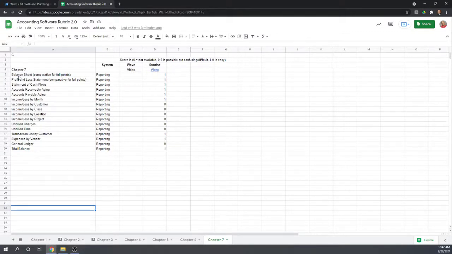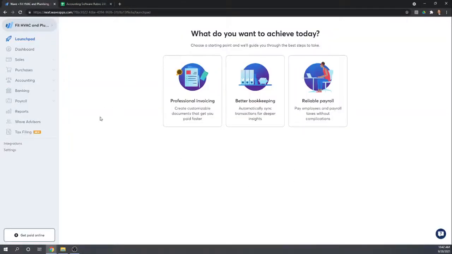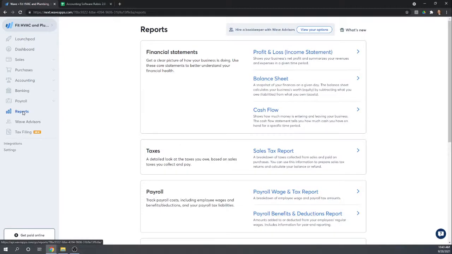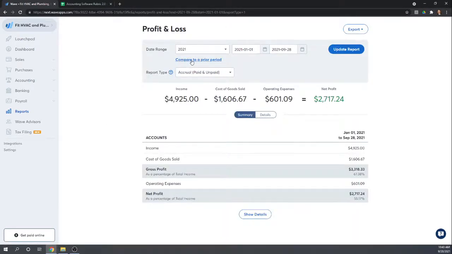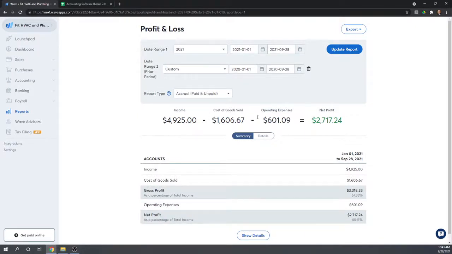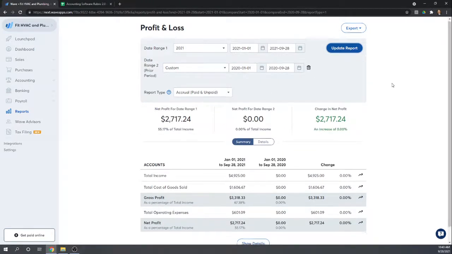The first three are your basic financial statements: balance sheet, profit and loss, and statement of cash flows. Let's make sure the first two are available with a comparative statement, which compares the current period to the prior period. So in Wave, let's go to our reports. Financial statements, so here's profit and loss. Compare it to a prior period. Looks like we can either make it cash or accrual. We'll stick with accrual.